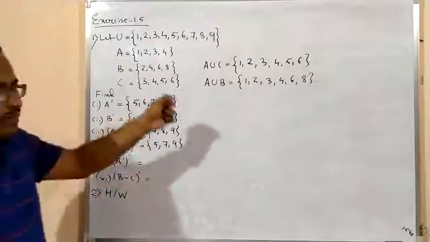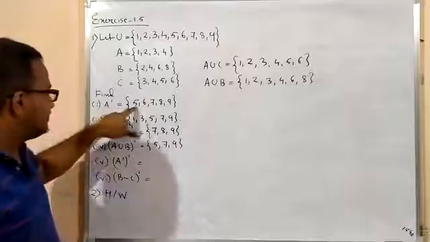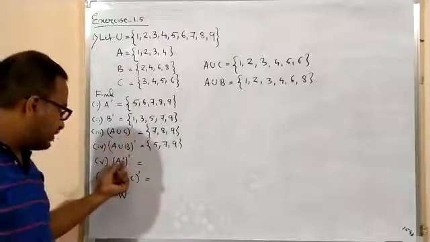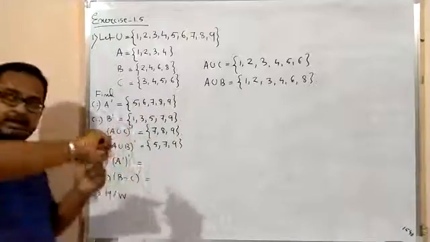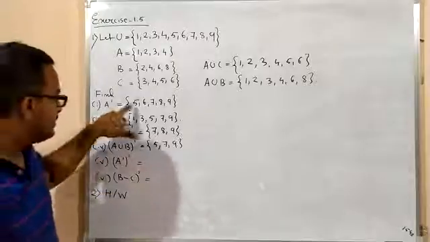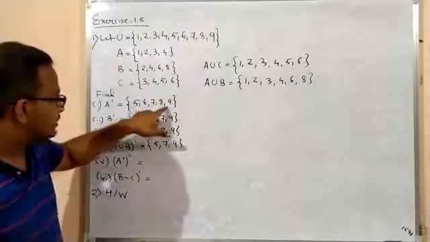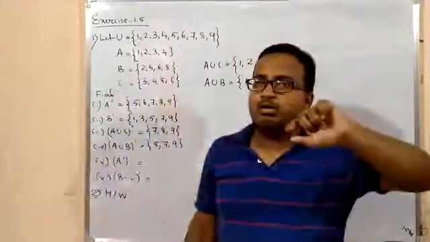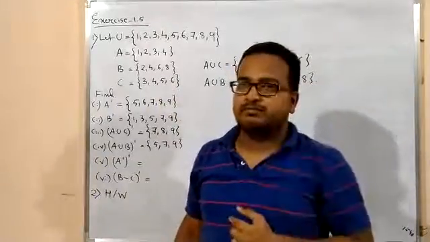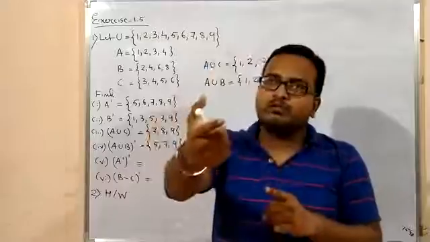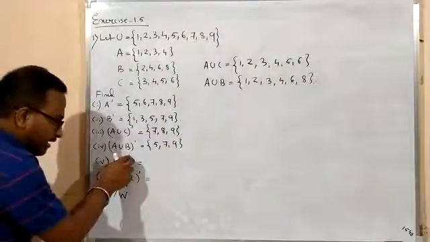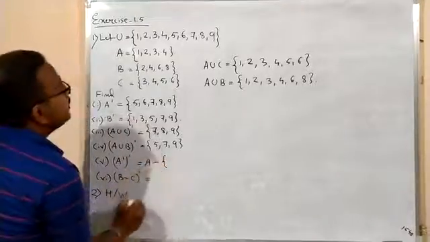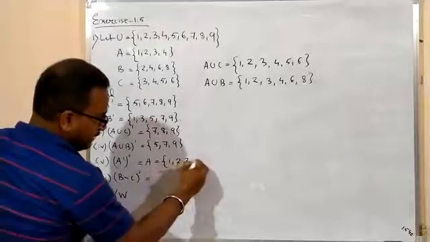Now A complement whole complement. First of all you have to find what is A complement. So A complement is this set 5, 6, 7, 8, 9. First you have to find A complement, then you have to find the complement of that set. Always remember that the complement of the complement of a set is the set itself. So it is nothing but A, and A is nothing but 1, 2, 3 and 4.